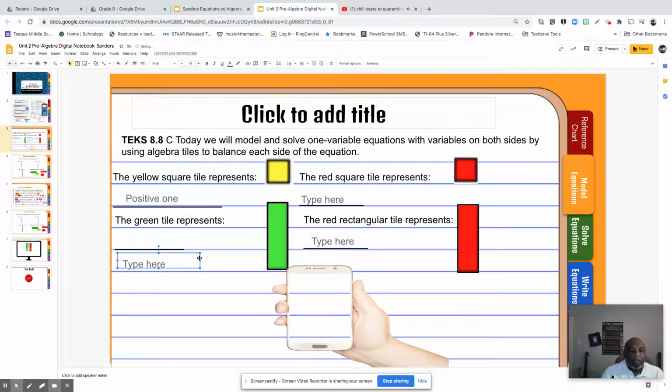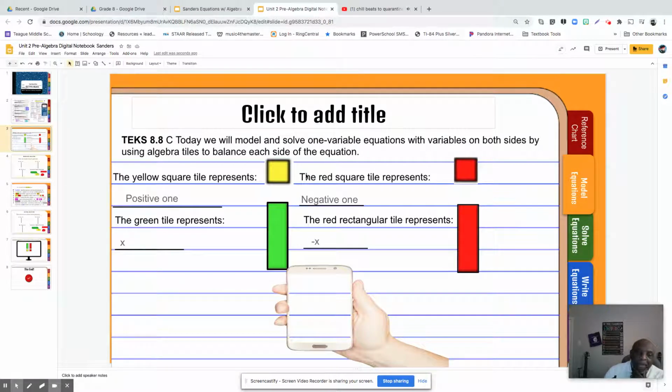The green tile represents X, the missing variable. And then here, the red tile, what does that represent? That represents negative 1 unit. And then here I'm going to type in this red long rectangular tile. It represents negative X. And so that's going to be our key when we use algebra tiles as we work along.